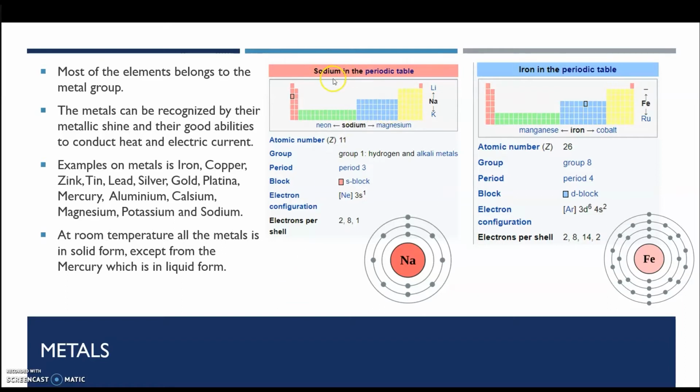And here you see sodium in the periodic table. You see it is in group 1 and in the 3rd period. And here you also can see how many shells sodium has. It has 3 shells, with only 2 electrons on the inner shell, and the second shell is full with 8 electrons, and in the 3rd shell it has only 1 electron.